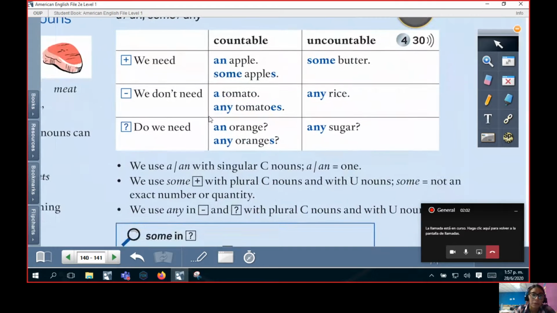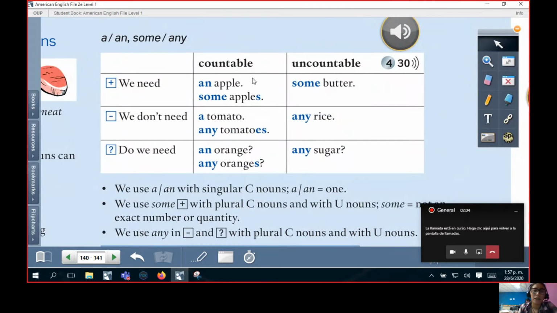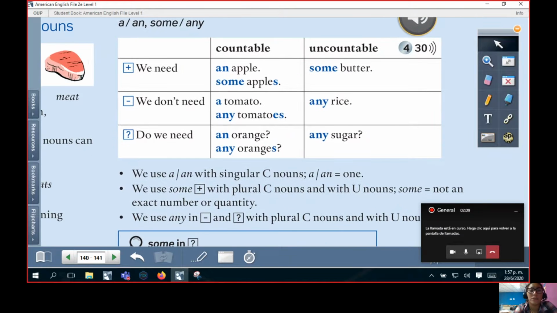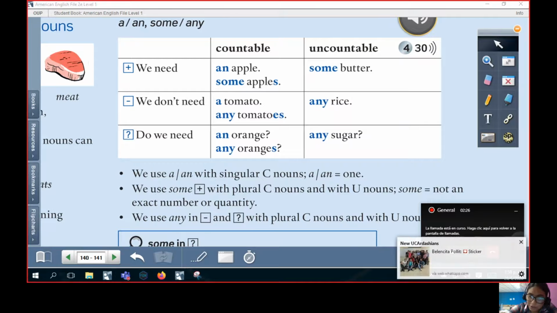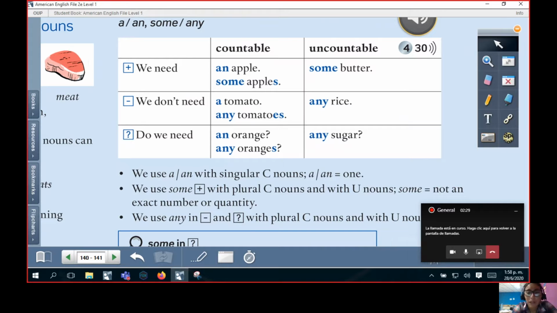Maybe you remember that we have these kinds of things, you can check and review this part, the some, and then we have the any. For example, we don't need a tomato or we don't need any tomatoes. Any rice? Do we need an orange? Keep in mind the pronunciation. Sorry for that. That is an orange, any oranges. Any sugar? We can use some and any in both cases.